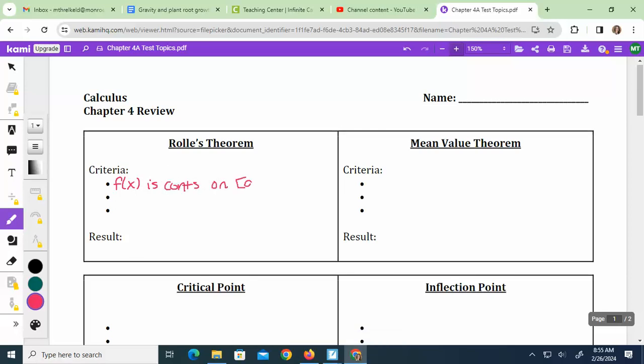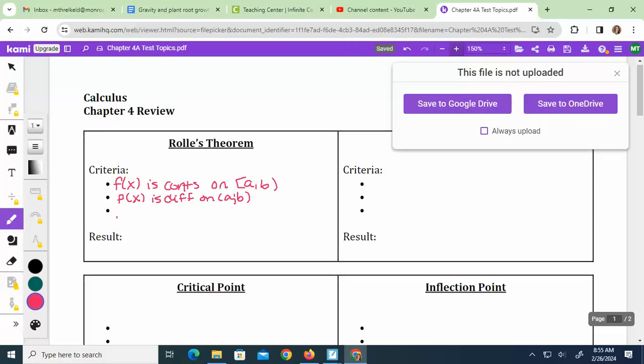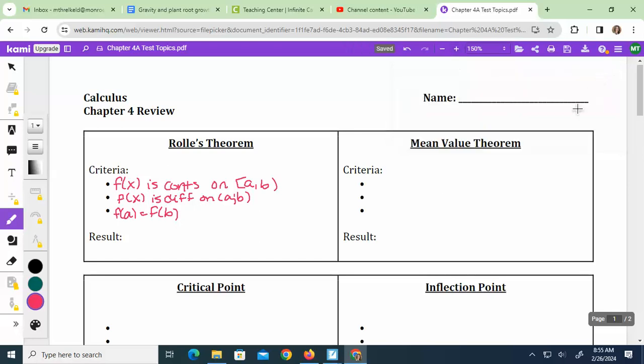On the closed interval a to b. What's the second one? On the open interval a to b. And then the third one? And if those 3 things are true, then you can do Rolle's theorem. And what does Rolle's theorem tell you?